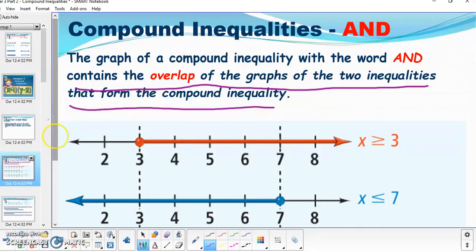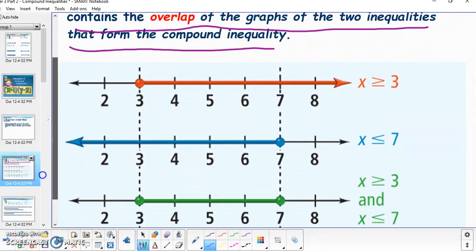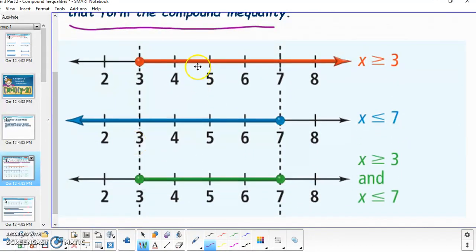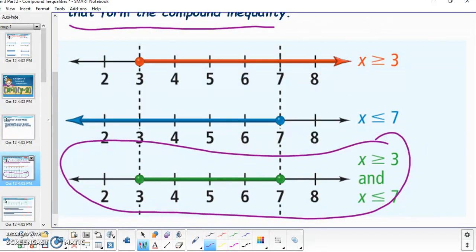So for example, here we have the first inequality, all real numbers that are greater than or equal to 3. And the second inequality, all real numbers that are less than or equal to 7. This green example shows you the solutions that are true, and it just makes it neater. It's easier to understand. So everything in this interval makes this statement and this statement true.